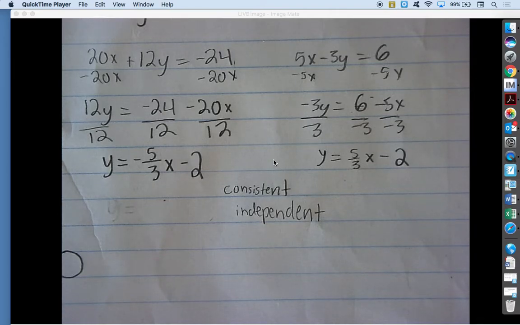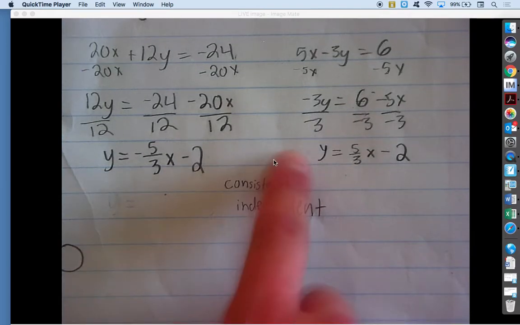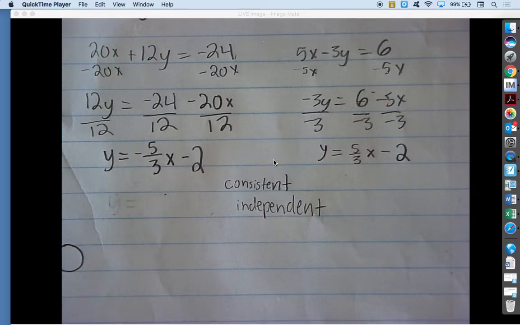And then for the other equation, you would subtract 5x from this side to get y by itself again, and then you divide by negative 3 to get y completely by itself, and you get y equals 5/3 x minus 2. And since it isn't parallel, it's consistent, and it's consistent independent.